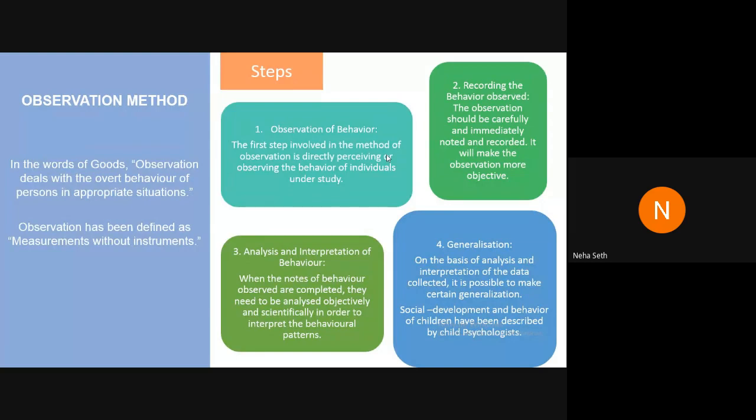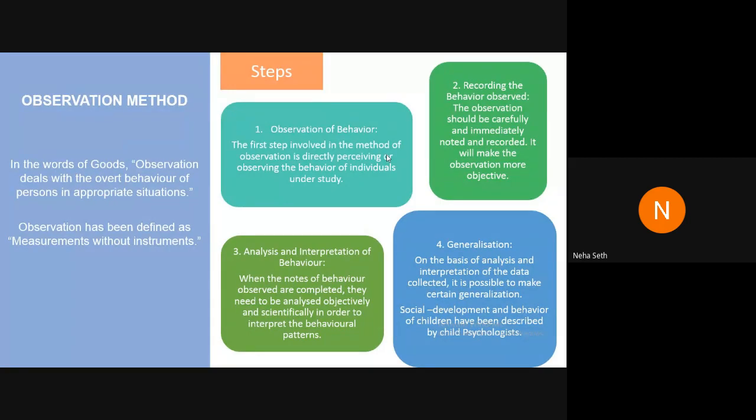Now, analyzing the interpretation of the behavior. Once you have recorded the behavior, the data is useless unless we are getting results out of it. So we need to analyze and interpret the behavior based on the data that we have collected. We have made notes on the basis of behavior that we have observed, and this needs to be analyzed. Analysis can be done using different statistical tools available to social scientists, and we can interpret the behavior based on the results that we are getting.